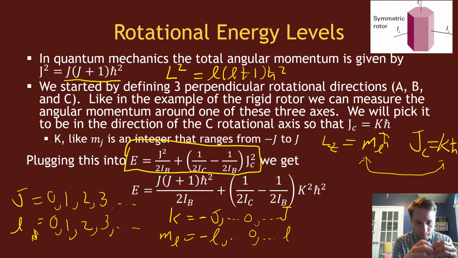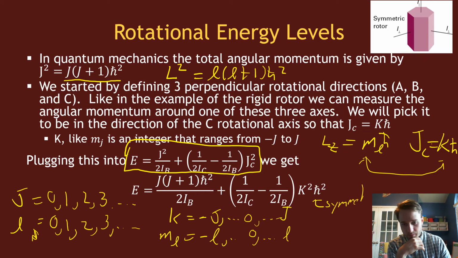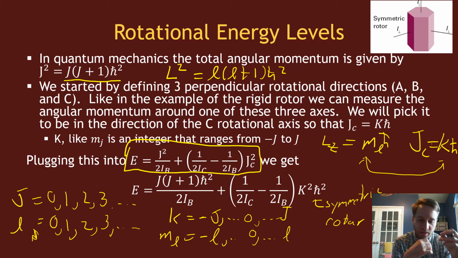And so plugging that information in, we get the rotational energy level for a symmetric rotor. For a symmetric rotor, I get that the total energy is equal to J times J plus 1 times H bar squared over 2B, plus 1 over the difference of these moments of inertia in the B and C direction, times K squared H bar squared. Okay, so that is my energy levels for a symmetric rotor.